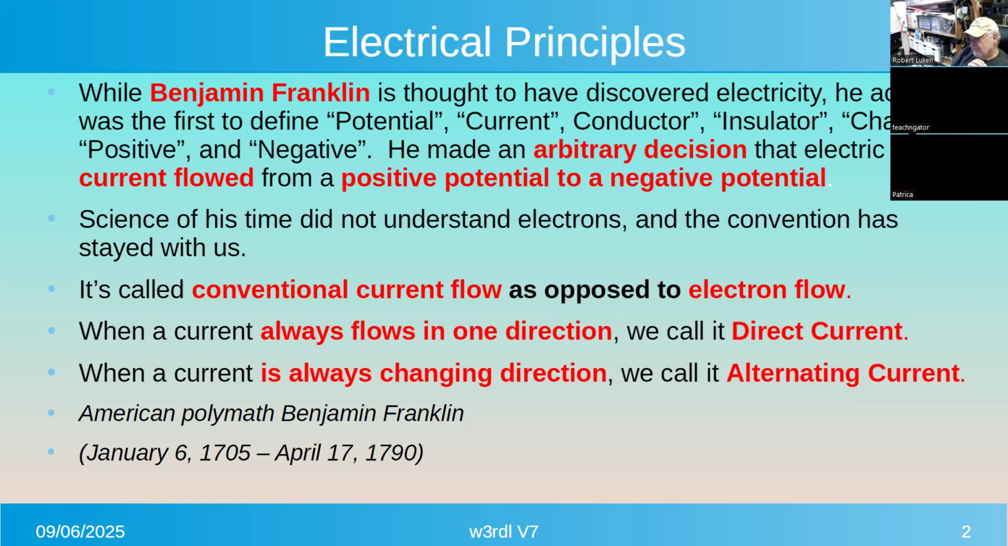And then we have alternating current, which changes direction. It goes positive to negative and negative to positive. RF, which is what we call it, is an alternating current. Things behave differently with alternating current than they do with direct current. We'll talk about that a little more in a little bit. Benjamin Franklin did a bunch of things like capacitors and all kinds of stuff.